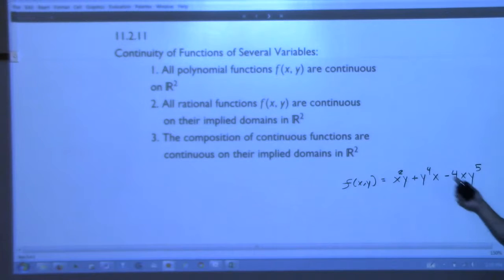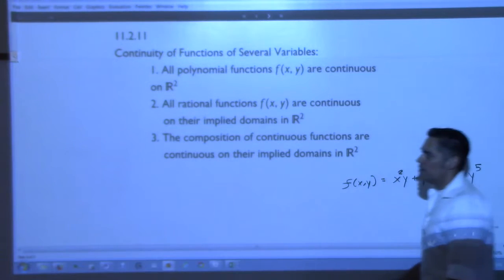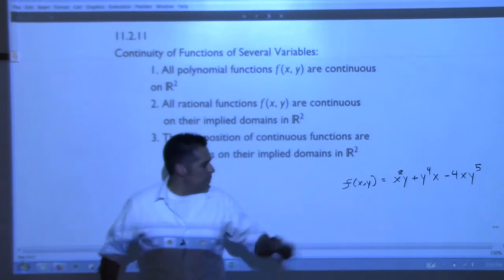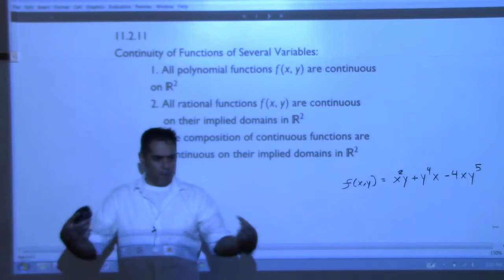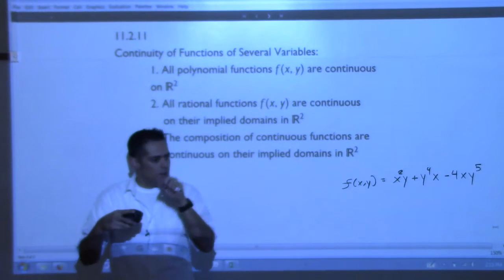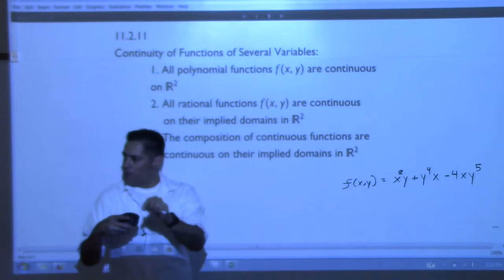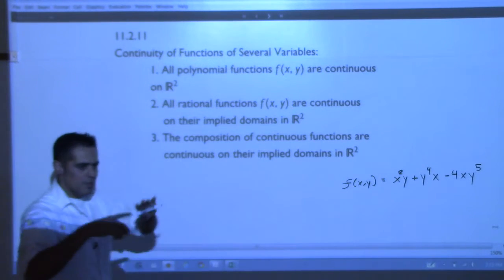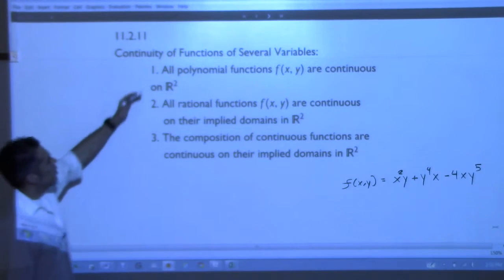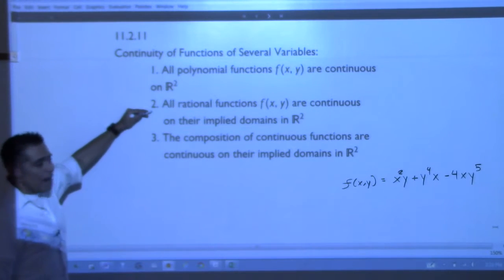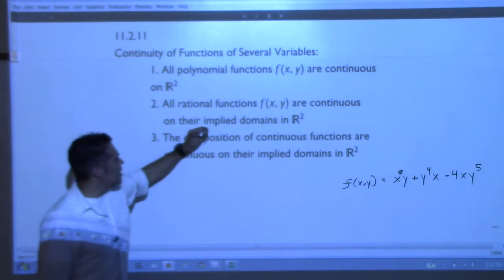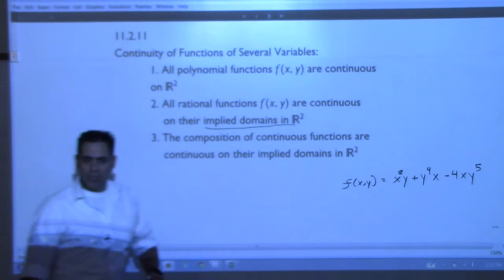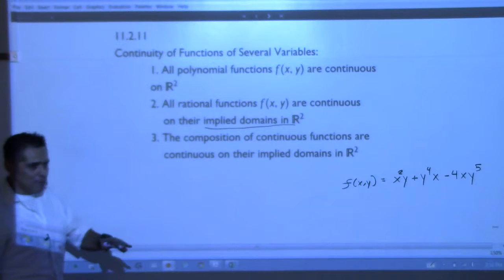Just a bunch of powers of x, right? Looks like a polynomial. This is continuous everywhere, which means that every point you pick on this surface, as you approach it from any path, there's a limit and it goes to the point it's approaching. So there's no jumps, no breaks, no holes, nothing. Everything's great. And that works for all polynomials, all rational functions, as long as you're on their implied domains. So as long as you're talking about where they're defined, they behave well.